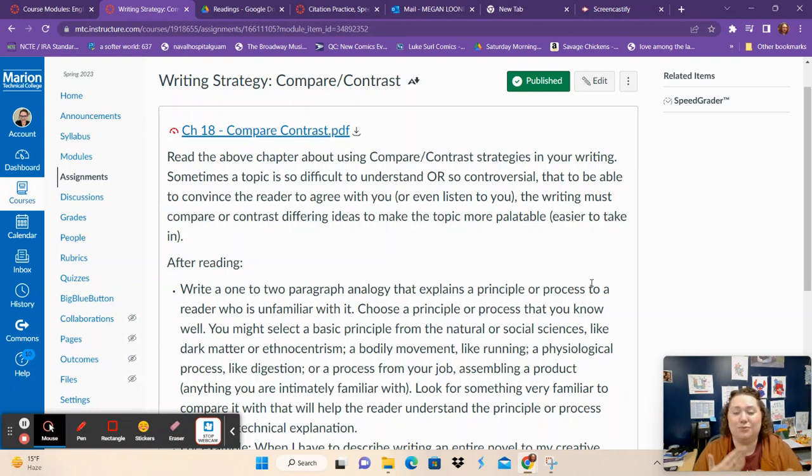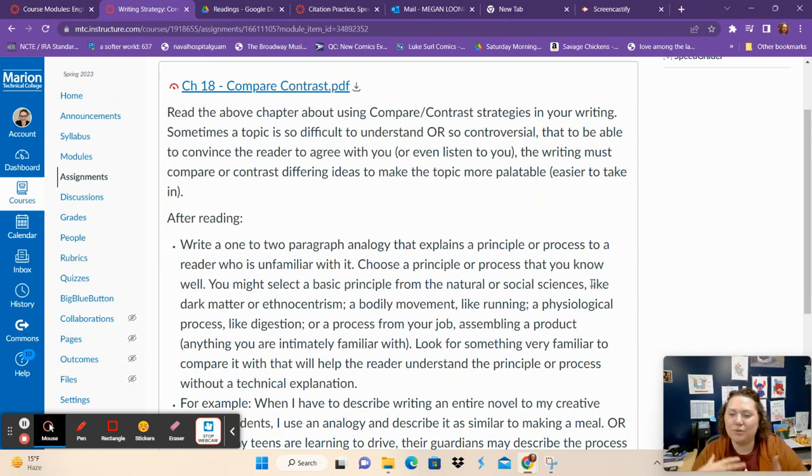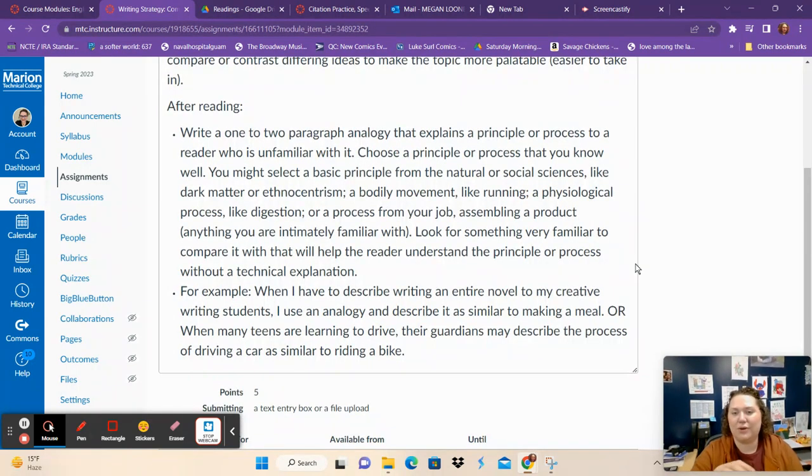If you know your audience is really going to struggle with this topic, you're going to choose how to make that analogy based on them, right? So I want you to read the chapter on compare contrast. It gives you a lot of examples, some ways to tackle that, ways you can use in your own writing. And then I want you to write an analogy, a compare contrast over a topic or a process that you can use a comparison with.